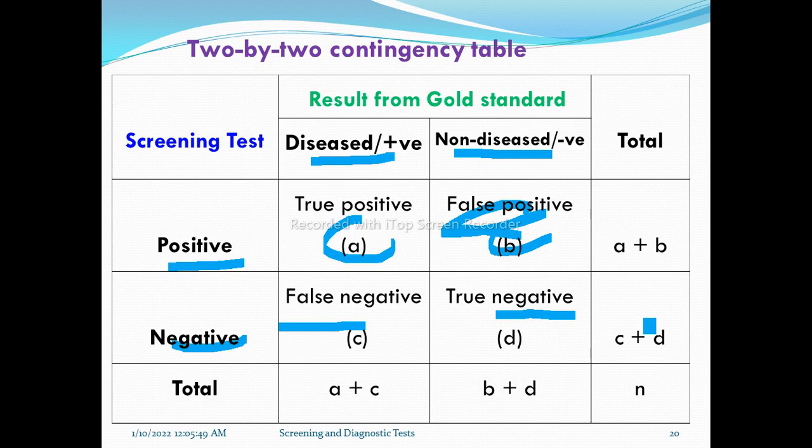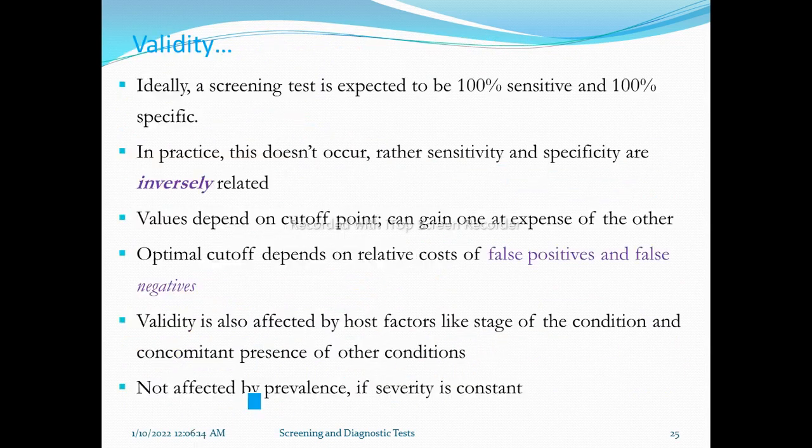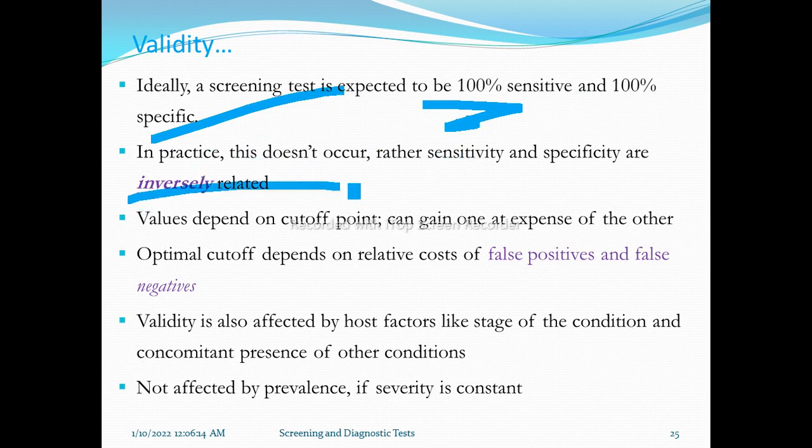So this is sensitivity and specificity. Specificity plus the false positive rate is 100%. A test with high specificity will have few false positives. Ideally, a screening test is expected to be 100% sensitive and 100% specific. In practice this does not occur. Rather, sensitivity and specificity are inversely related. That means if a test is more sensitive, specificity will decrease. If it is more specific, sensitivity will decrease.